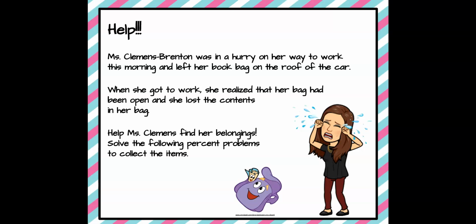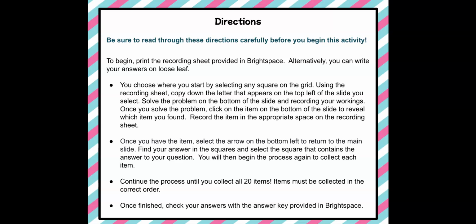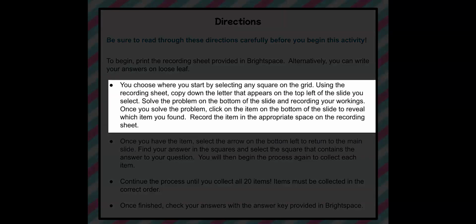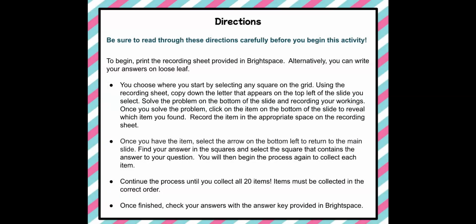So press your space bar. The directions are as follows. You choose where you start, so you select any square on the grid. You're going to copy down the letter associated with that problem. You're going to complete the problem in the space on your record sheet, and then on the bottom of that slide, once the problem is complete, you're going to record the item that you find.